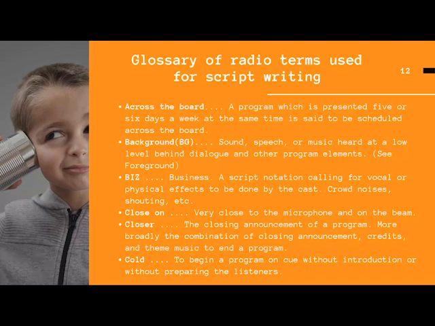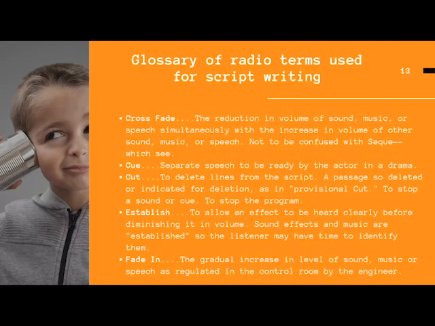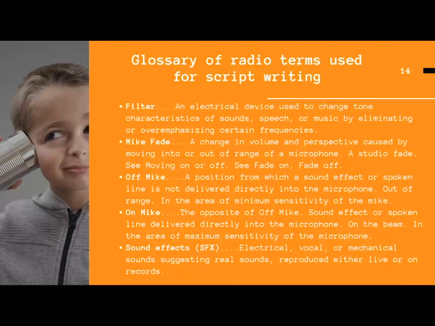This is a script notation calling for vocal or physical effects to be done by the cast, like crowd noises, shouting. It can also be used to introduce opening billboards, segment IDs, closing billboards, or any highlight or framing mechanism of a radio program. Of course, crossfade, cut, fade in, establish, cue, off mic, on mic, mic fade, filter. These are the terms that are used in order for you to vary the sounds that you have on radio. So please review them before writing your script.